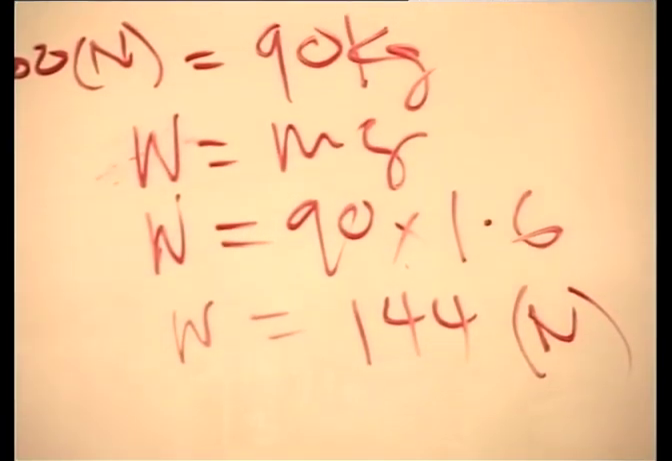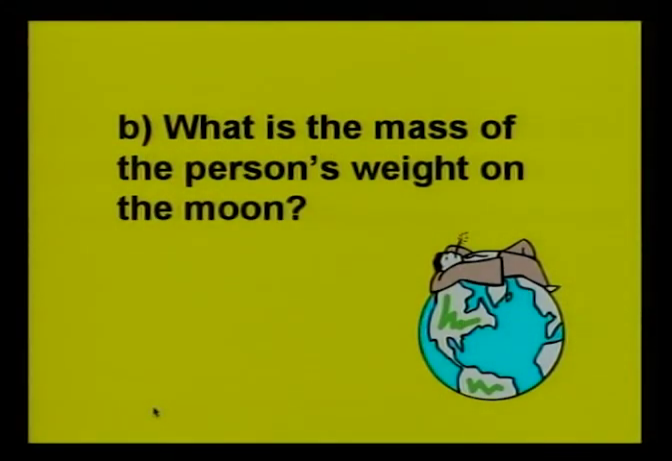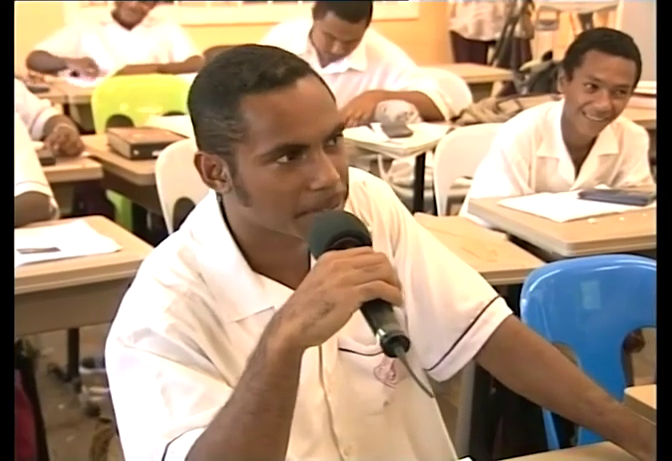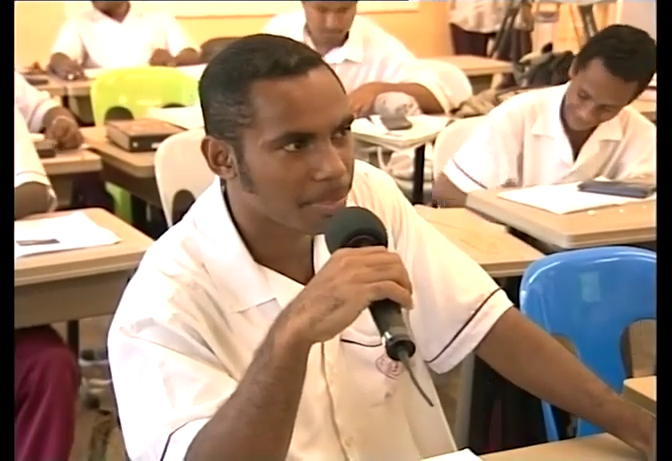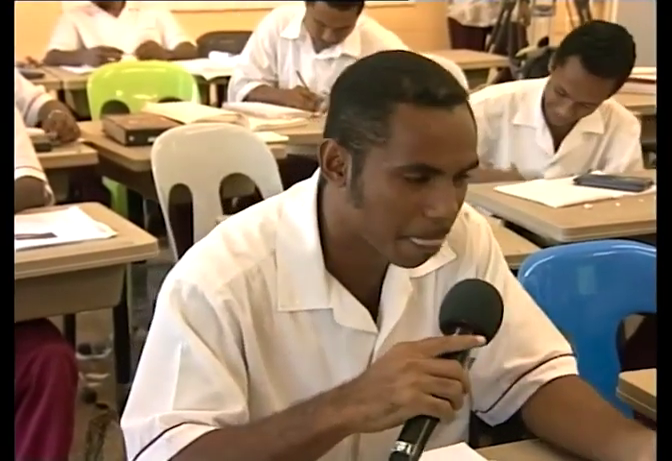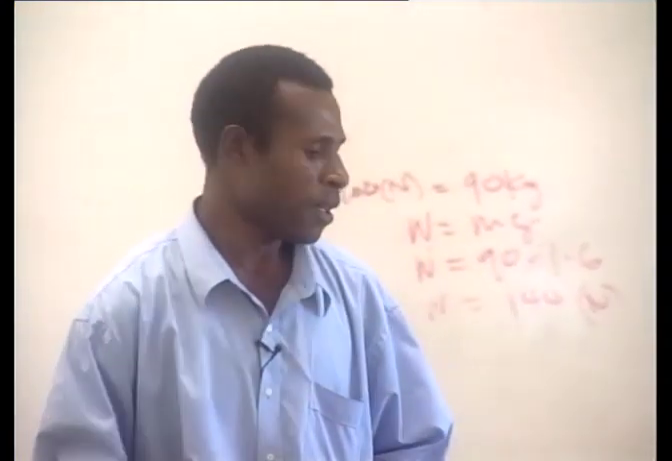All right, to our last question, what is the mass of the person whose weight is on the moon? What will be the mass? The mass would be 90 kilograms. Okay, the mass will be 90 kilograms. It won't change either. Only the force will change because of the acceleration due to gravity. The mass will remain the same.